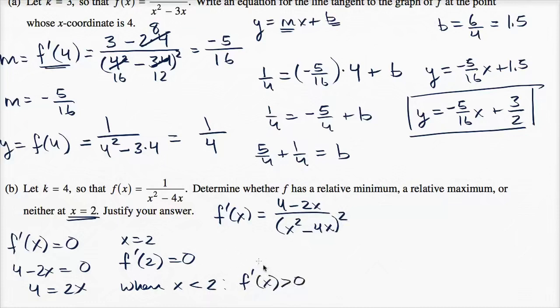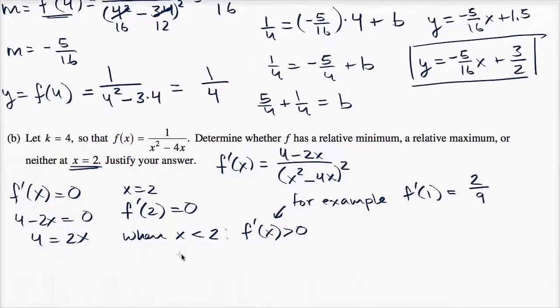And you could try this out with different x's if you like. You could say, for example, f prime of 1 is equal to 4 minus 2, which is 2, over 1 minus 4, which is negative 3, but then squared, is equal to 2/9.